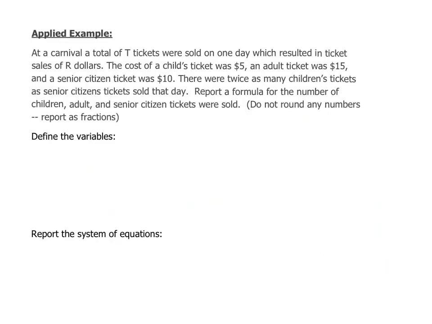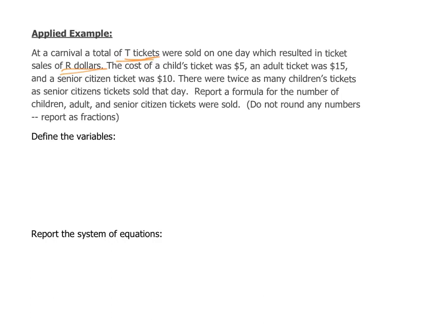Let's look at an applied problem that goes with this. Suppose at a carnival, a total of T tickets were sold on one day, which resulted in ticket sales of $R. So that's unusual how we're given that information. Notice it doesn't tell us exactly how many tickets or exactly what our revenue is. It gives it to us in variables.